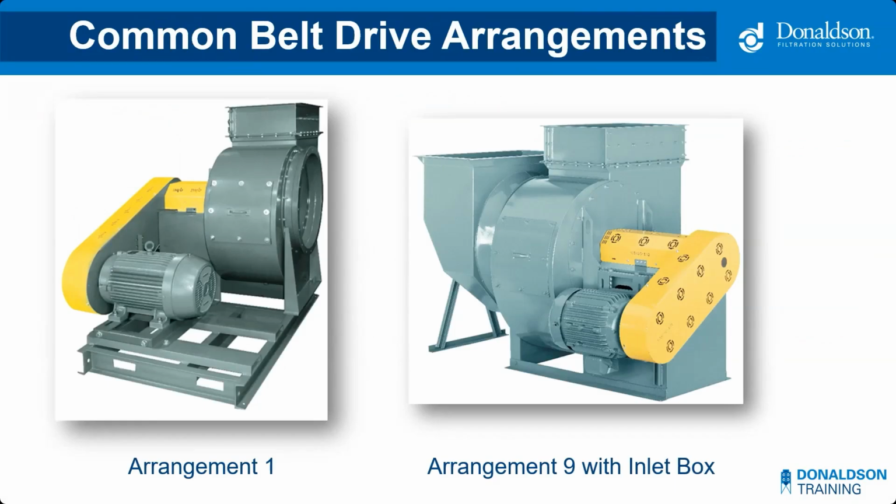Some common belt drive arrangements: on the left there is what we call arrangement 1. You might notice that this is a larger motor mounted to a unitary base. The fan and all its accessories would also be mounted to this unitary base. If the motor size allows, we can use arrangement 9, which is the photo on the right, where the motor is actually mounted to the fan pedestal. Another thing I'll point out in this photo is on the inlet side of the fan, you see what's called the inlet box. This has some distinct advantages that we'll talk about in just a second.